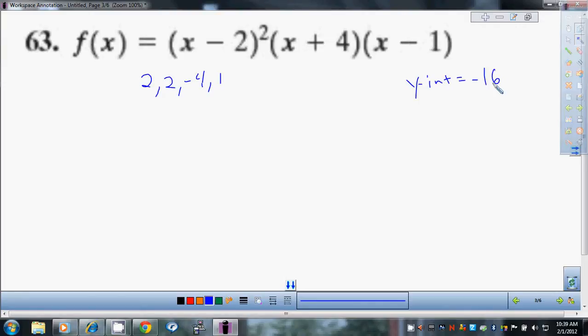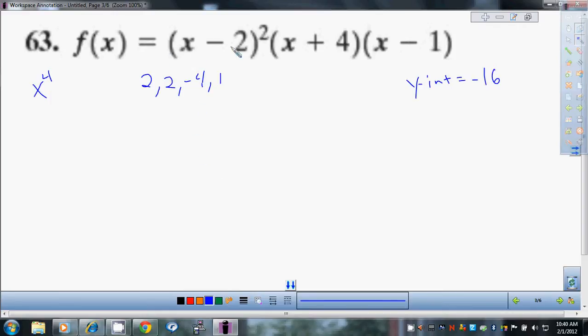Also, does anybody have a prediction for what our leading term is going to be? You're right. Our leading term is going to be x to the 4th. Why? Because there's 4 x's. That dictates the 4th, and they're all positive. So let's actually FOIL it out now and see if we can't come to those conclusions.